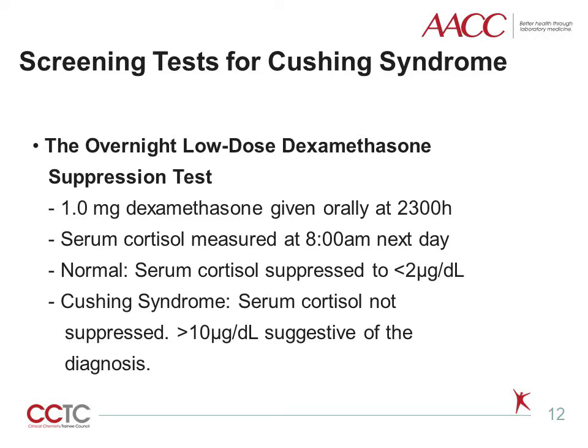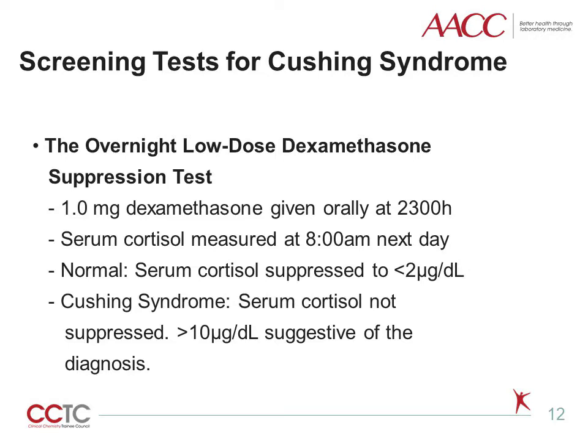dexamethasone. For the overnight low-dose dexamethasone suppression test, 1 milligram dexamethasone is given orally at 11 p.m. Then serum cortisol is measured at 8 a.m. the next day. If serum cortisol is suppressed to less than 2 micrograms per deciliter, it is considered normal.